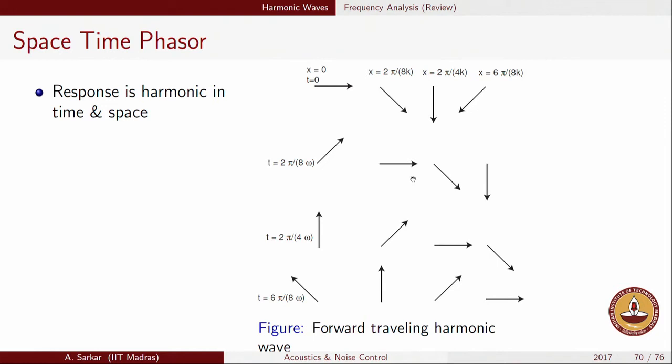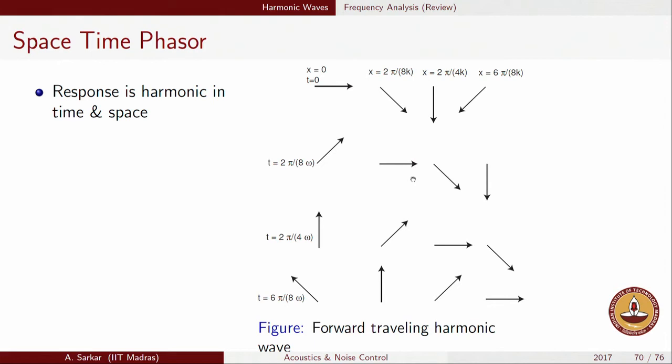But please note that once I have any arrow given, I should be able to generate the plot at consecutive instants of time as well as consecutive spatial positions. For consecutive instants of time, I have to rotate the phasor in a counterclockwise direction. For consecutive positions in space, I have to rotate the phasor in the clockwise direction at a speed k.